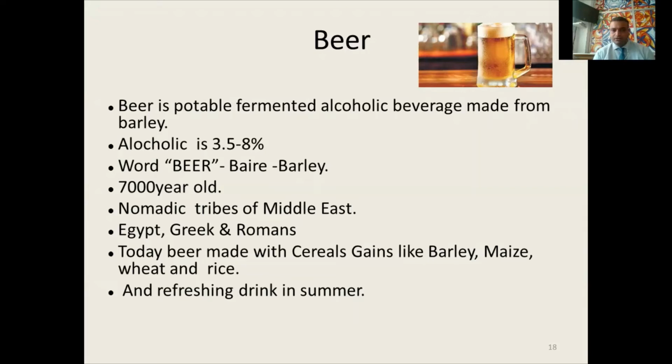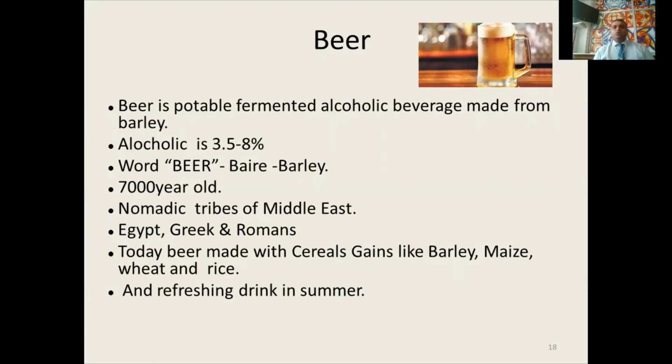Today I'm going to take on the beer topic. I'm going to cover two subtopics: first, the introduction of beer, and second, the ingredients of beer. In the introduction, I'm going to explain the definition of beer and also a little history about how beer came to the world.